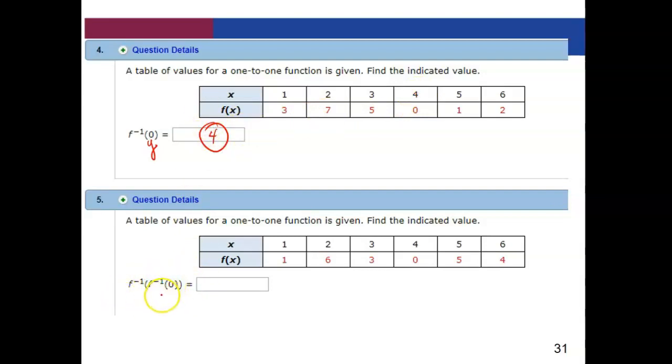Here, this is a composition of some inverses. So let's just take this first one first. f inverse of 0, I'm going to go to where y is 0, and that's going to be 4. So all this would be replaced by 4. And then I'm going to do f inverse of 4. So I'm going to go to where the y is 4, and I'm going to give the x, and so that answer should be 6.